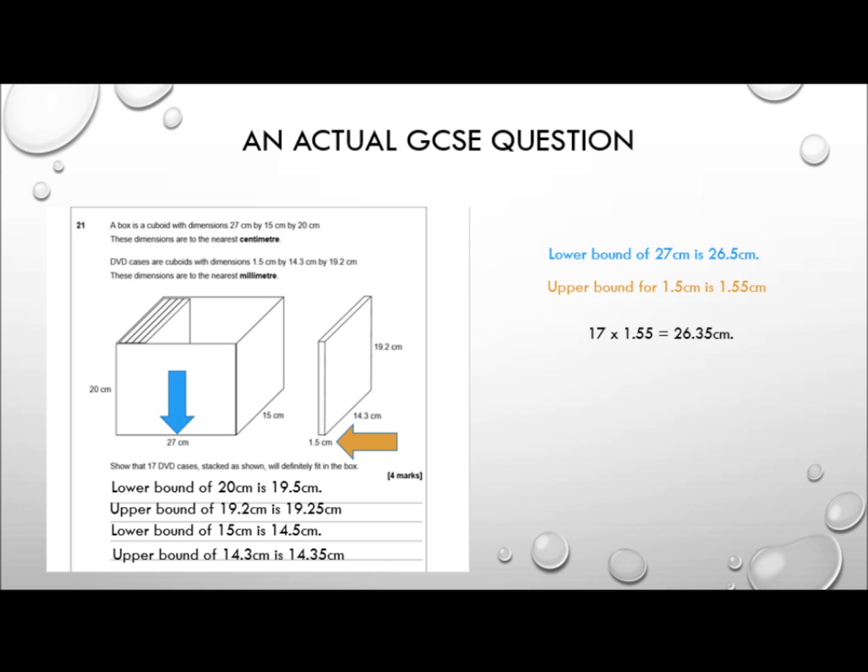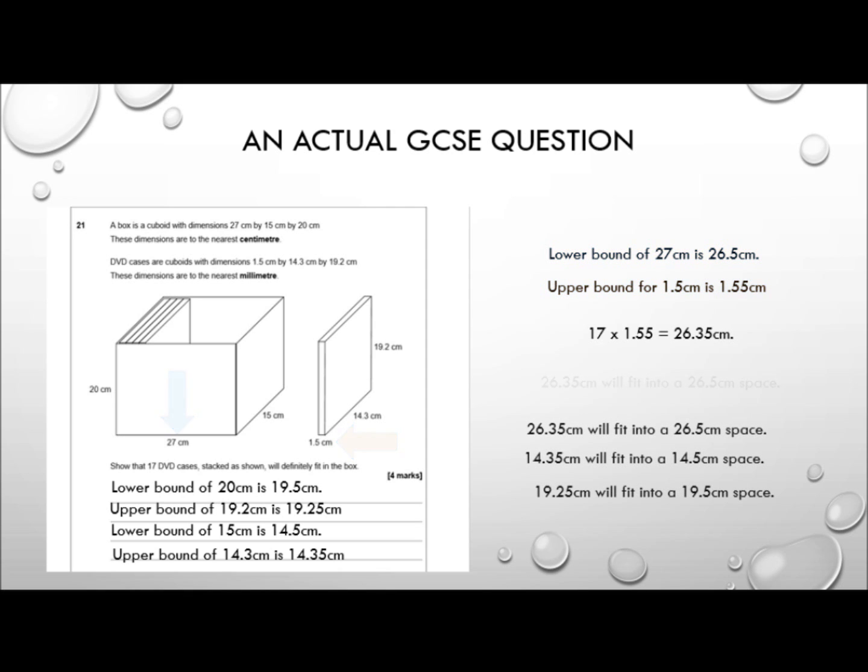Since there are 17 DVD cases, 17 times 1.55 is 26.35 centimetres. So 26.35 centimetres will fit into a 26.5 centimetre space. So in all three dimensions, 17 DVD cases will fit into this container.